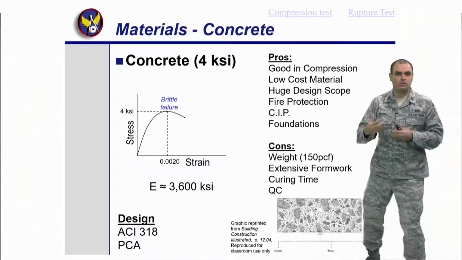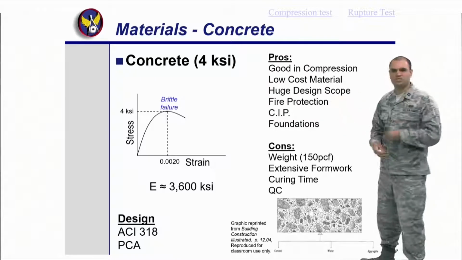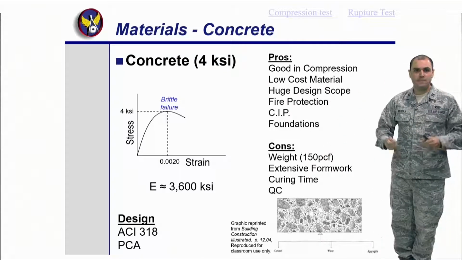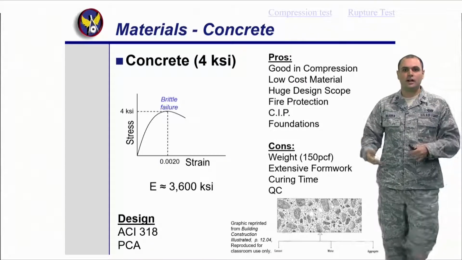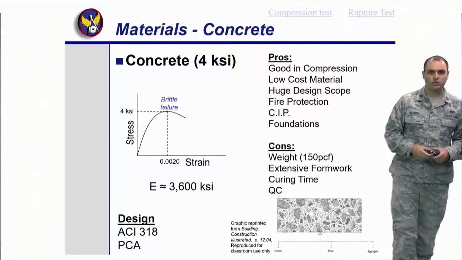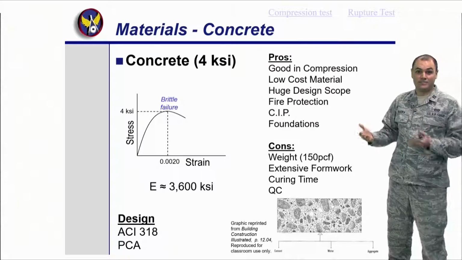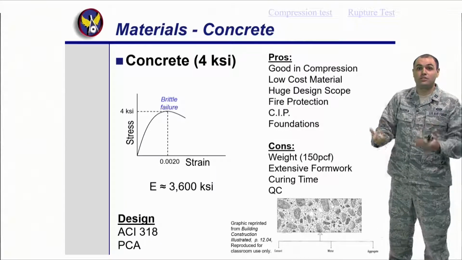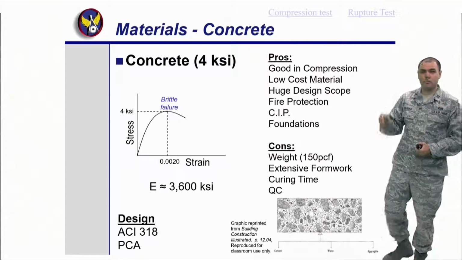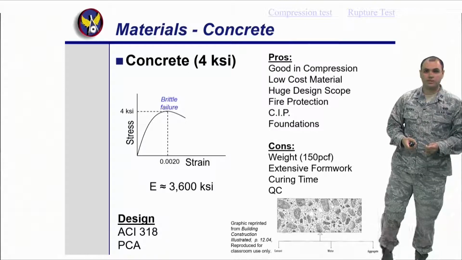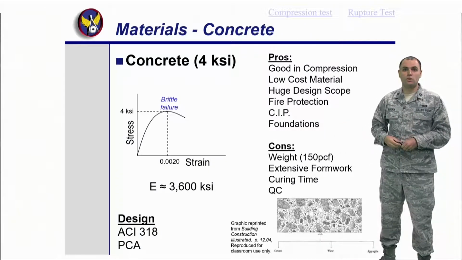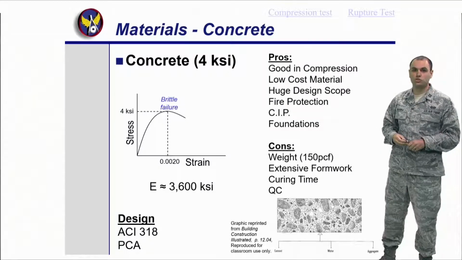Now, what are the pros of concrete? Hey, it's great in compression, low cost. I can make it whatever shape I want, right? All right, fire protection. It's actually fire resistant. A lot of good stuff. What are the cons? Well, it weighs a bit, 150 pounds per cubic foot. I need extensive formwork, and I need curing time, right? We've heard about 28 days strength in concrete. Yes, there's high performance concrete or quick curing concrete, but that means cha-ching, right? More money. If you just use traditional concrete, it's about 28 days to get the full strength, right?